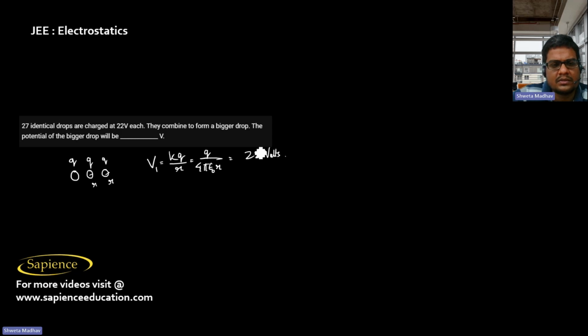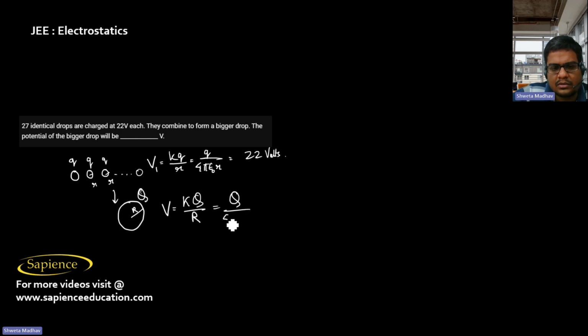So then we have these 27 drops, they will combine to form a larger drop. Its radius is capital R. So the potential of the bigger drop, that is V, will be K capital Q by capital R, where the charge of the bigger drop is capital Q. So this is Q by 4 pi epsilon naught R. This value we have to find out.